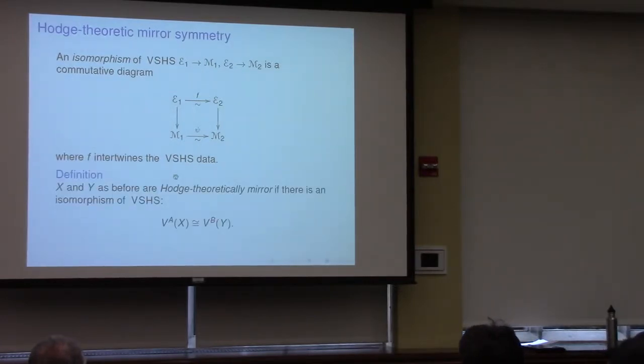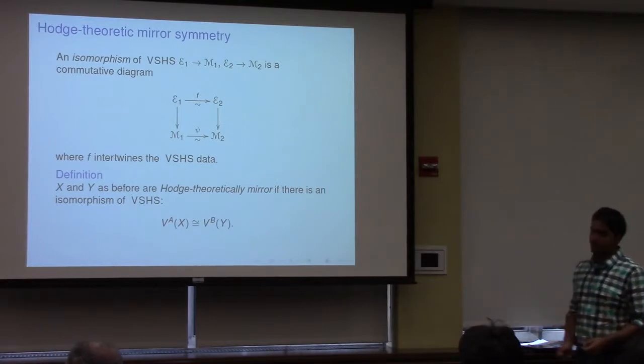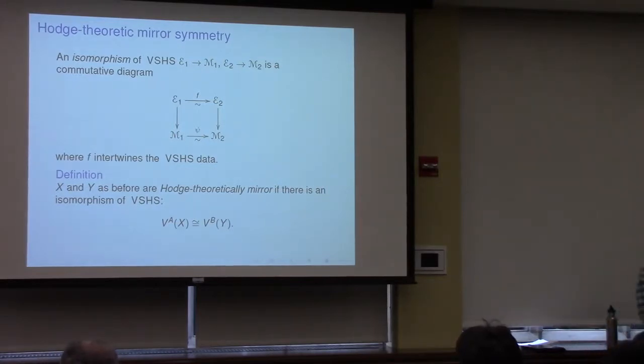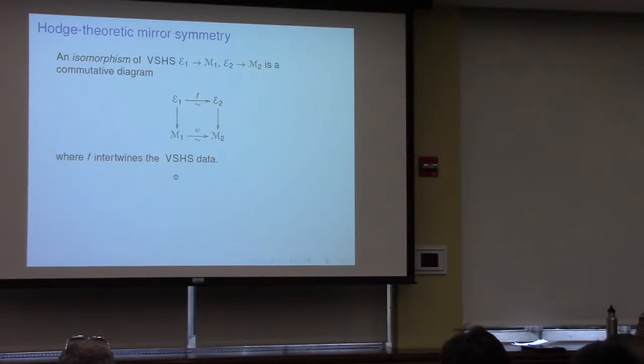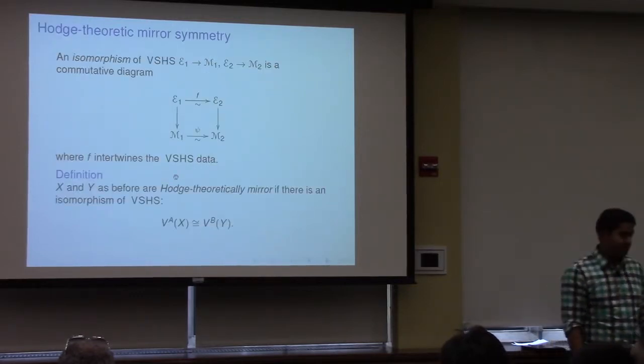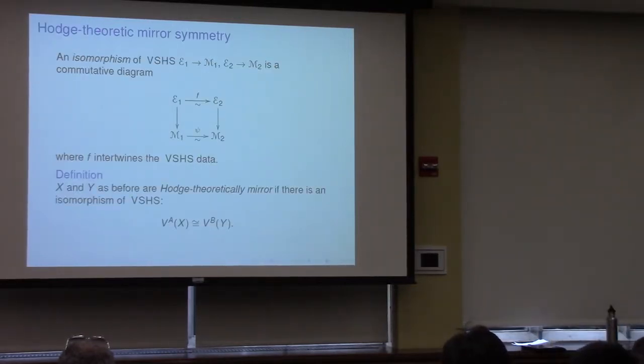Okay, so using that we can define what it means for a pair of spaces to be Hodge theoretically mirror. Remember, on the previous page, we defined natural A model and B model variations of semi-infinite Hodge structures. So we say that X and Y are Hodge theoretically mirror if these associated A and B model variations are isomorphic.